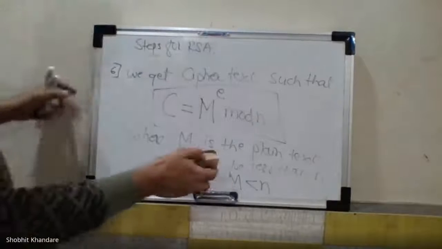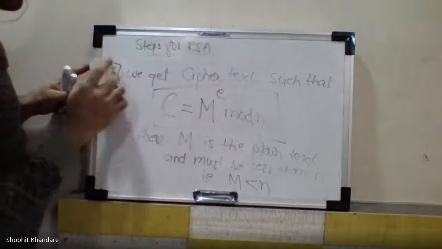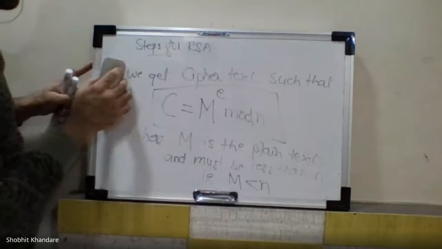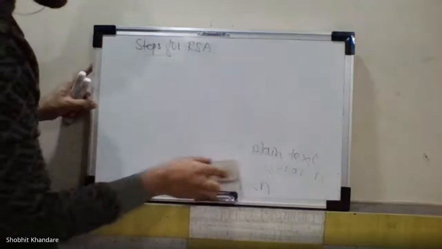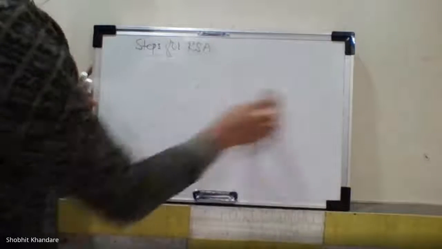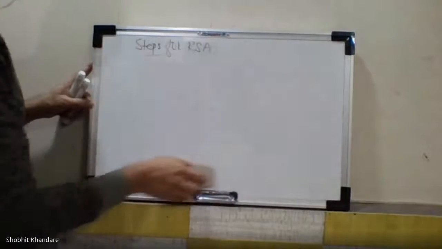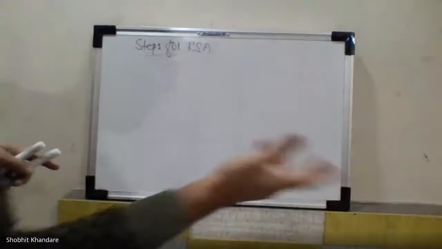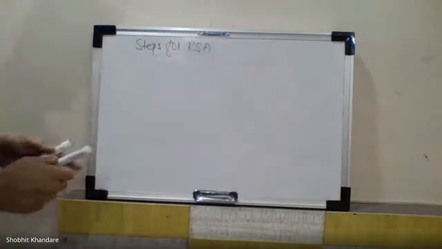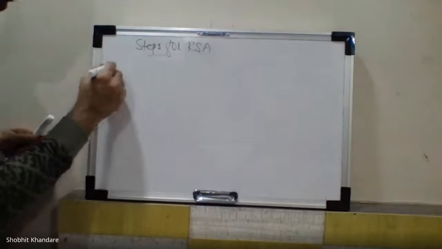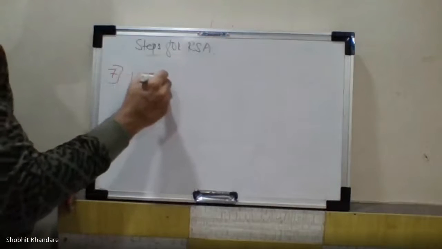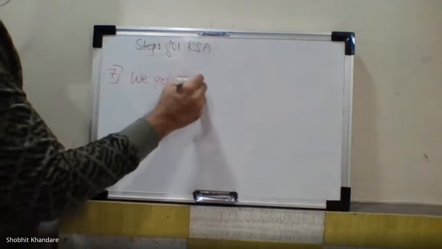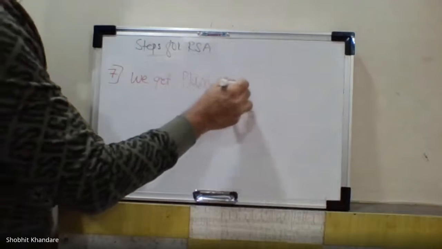Okay, clear up this. And now the last step. So this is the ciphertext that we will get at the encryption side. Now what about the plain text, which will be recovered at the receiver or at the decryption side? That is point number 7. We get the plain text.